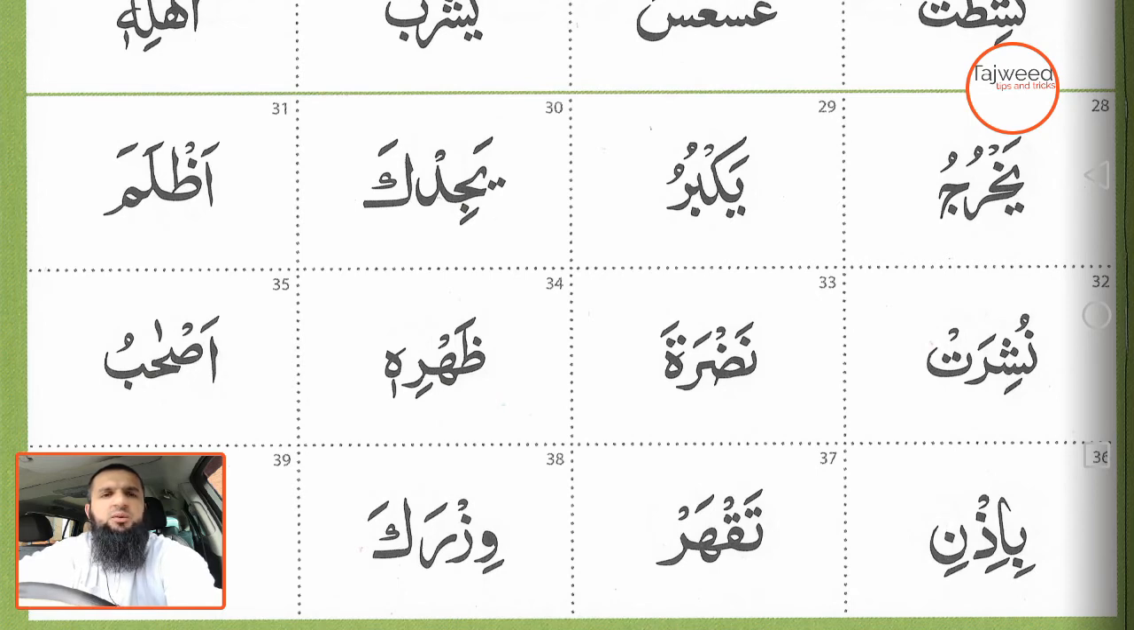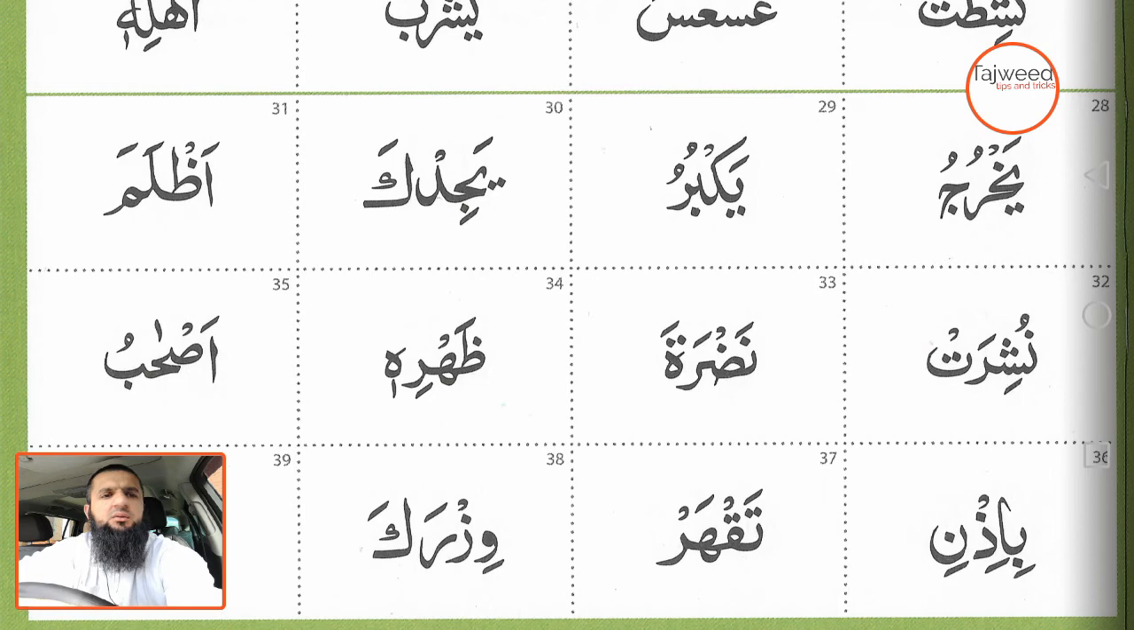Box 31. Hamza joins the dha with the fatha, av. Lam with the fatha, la. Avla. Mim with the fatha, ma. Avlama. And box 32. Nushi. Rat. Nushirat.